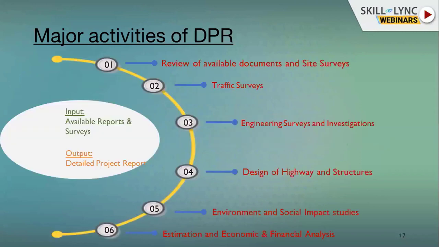So major activities, if we sum up all those scope of services and major activities, there are 6 steps. This 1, 2, 3, 4, 5, 6 are the 6 steps which we need to carry out for a DPR. In next subsequent slides, I will briefly give these details, what are covered in these slides on these steps.